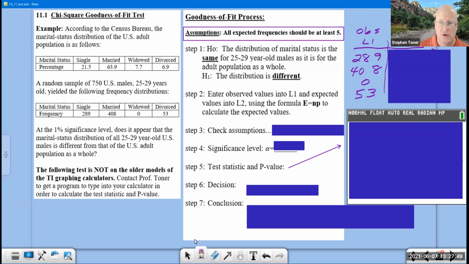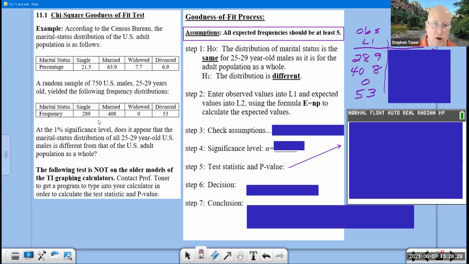So here we go with the first example, and I really like this first example because it really is understandable. According to the Census Bureau, the marital status distribution of the US adult population is as follows. And you have the percentage in each of these four categories: single, married, widowed, and divorced. And then a random sample of 750 US males between 25 and 29 years old yields the following frequency distribution. In other words, this many people out of the 750.